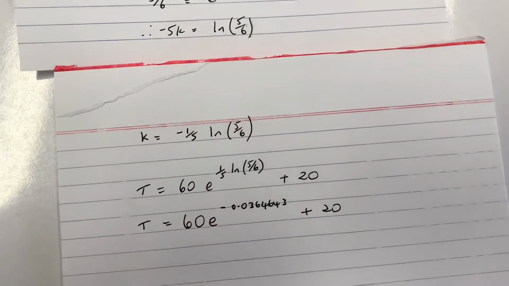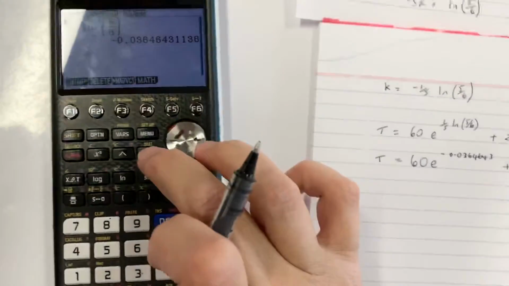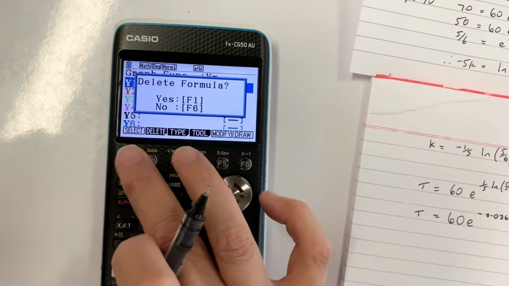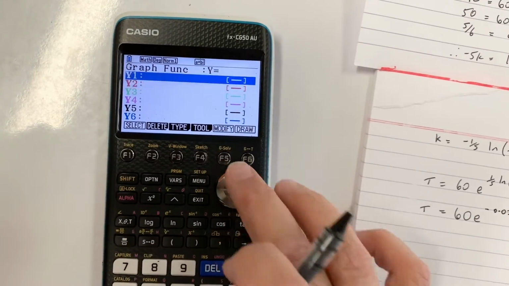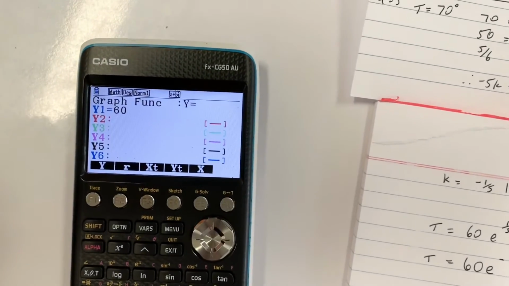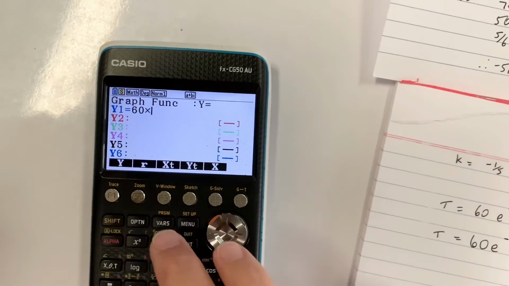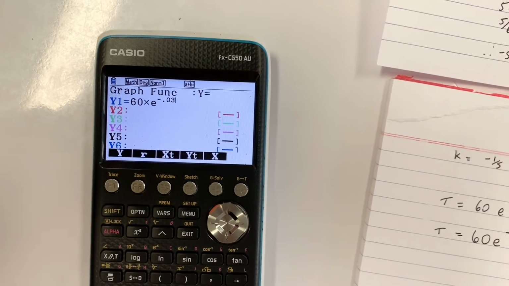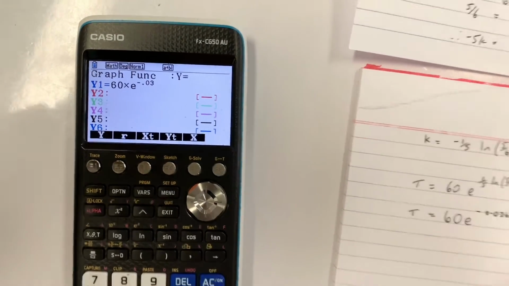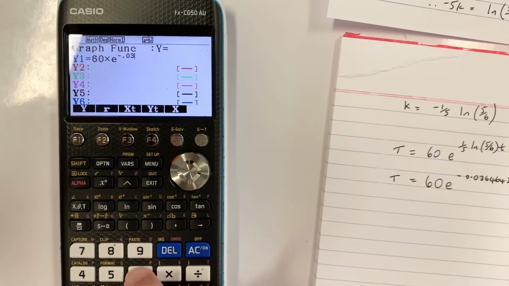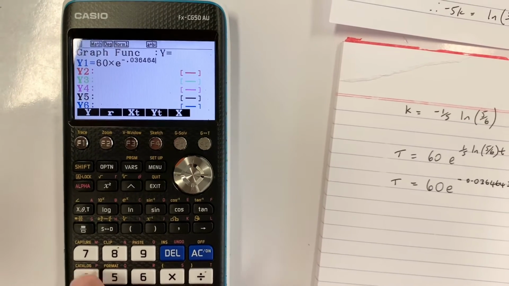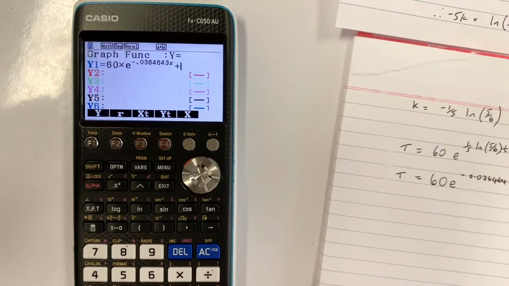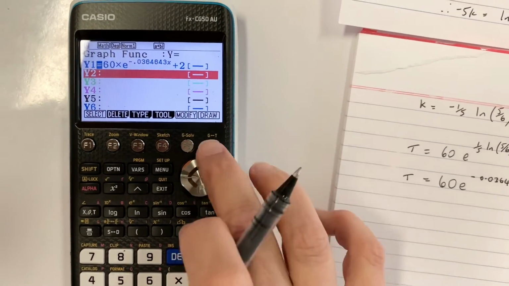So we can graph that, of course. So let's graph it. Menu, go down to graph. Well, let me just delete what I had in there. So I'm going to put in 60 times e to the power of, I'm just going to put in negative 0.0364643x plus 20. Oh, I should have left my t off, didn't I? Silly me. Draw.